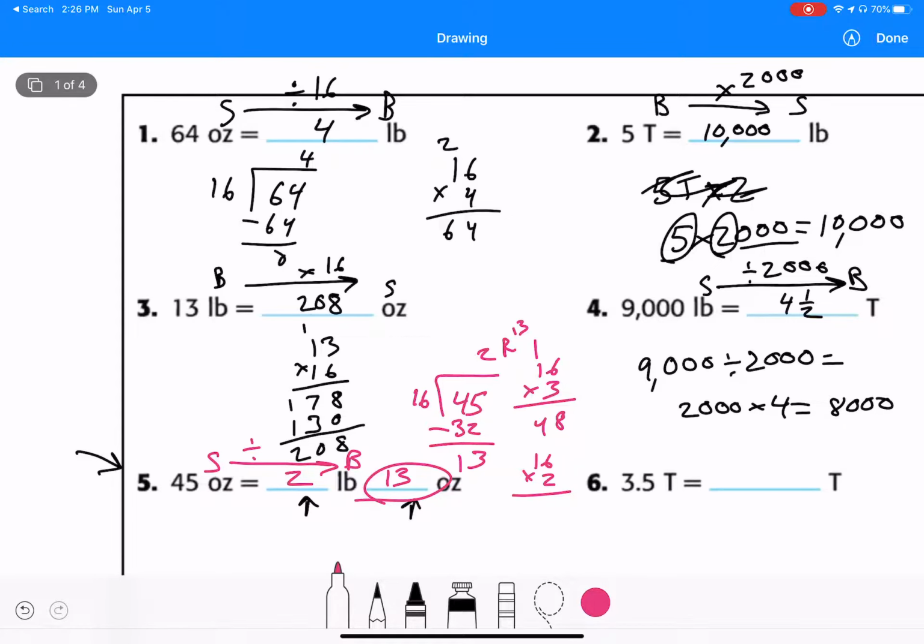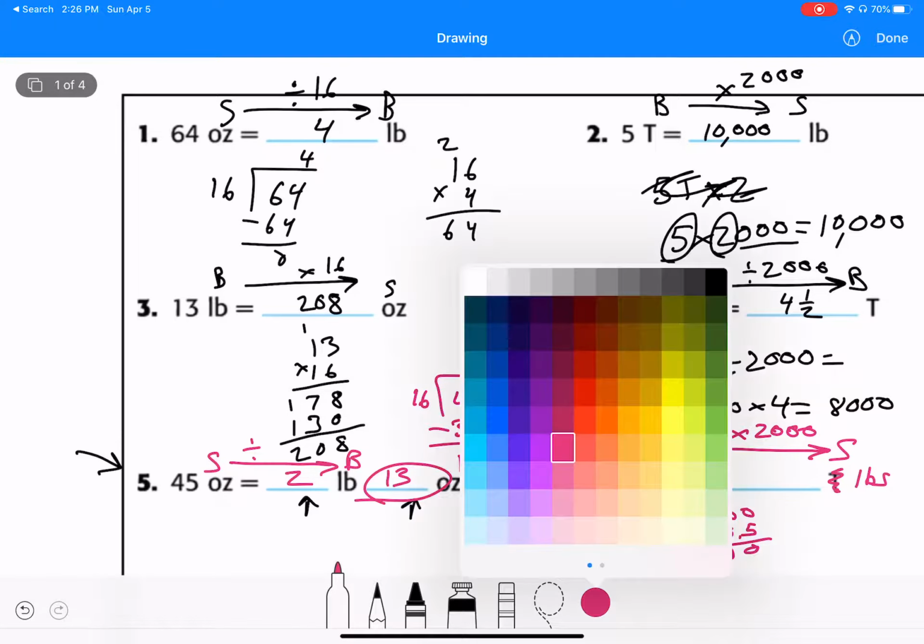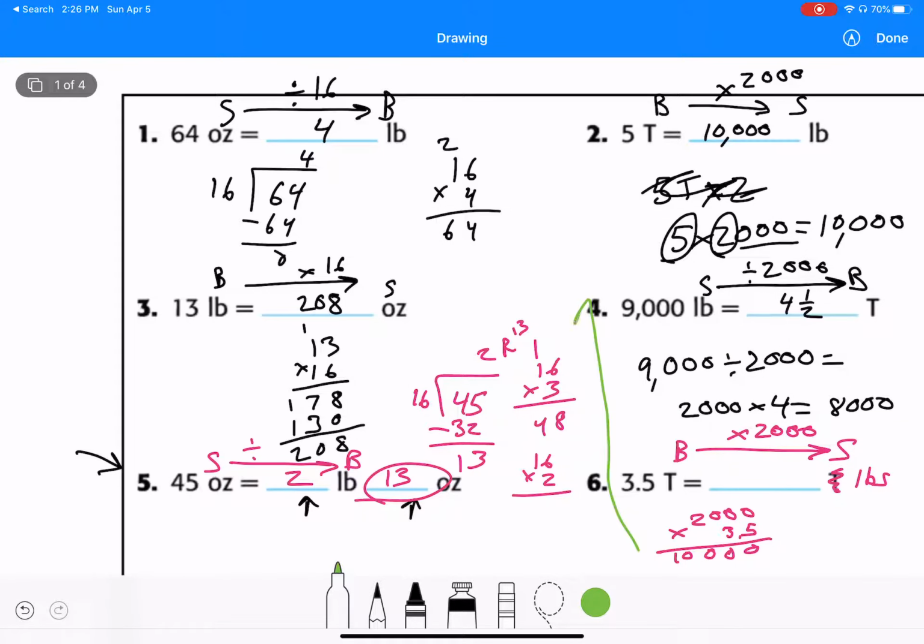Here we're going from tons, and this should probably be pounds. So going from tons to pounds, we got big to small. So therefore we have to multiply by 2,000. So we have 2,000 times 3.5. 0, 0, 0, 10. 0 as a placeholder. Oh, we ran out of room there. Let's do it in a different color up here. So 2,000 times 3.5.